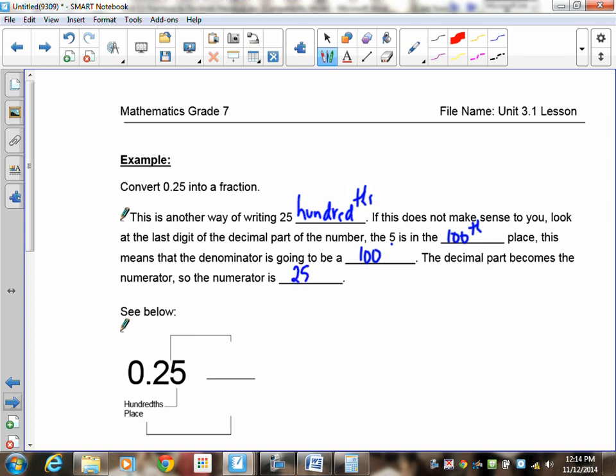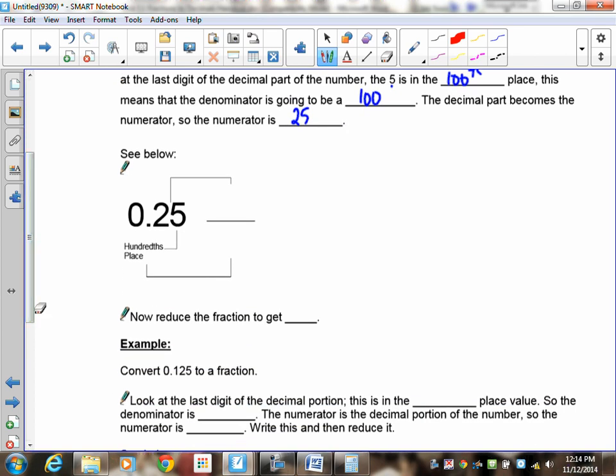So what does this look like when you do it? Well, the 5 is in the hundredths place, so that means this is 100. The 25 is your decimal, so that becomes your numerator. And now you have to reduce this. You can divide both of these by 25. 25 divided by 25 is 1. 100 divided by 25 is 4, so you get 1/4. All right? Now let's take a look at the next example.